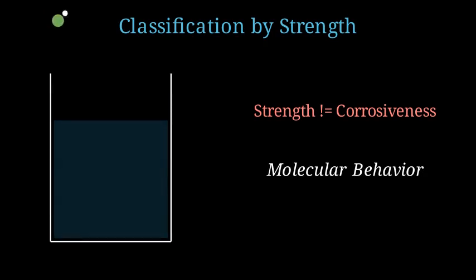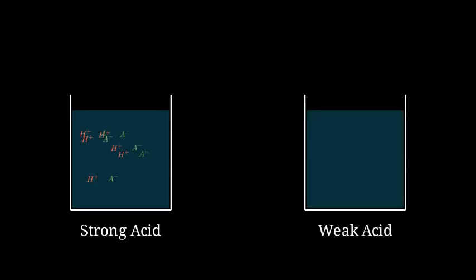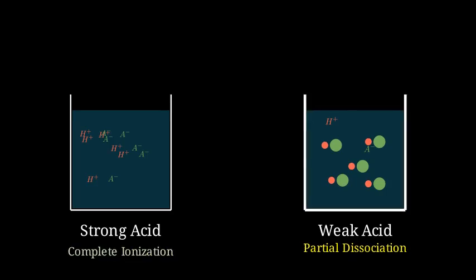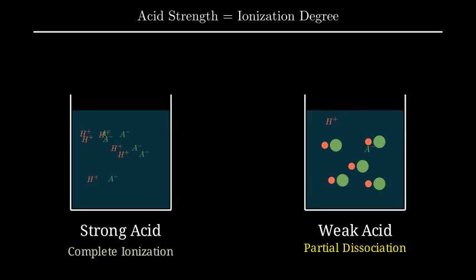In the first, we drop a strong acid. Notice how every single molecule completely dissociates, or splits apart, releasing a flood of hydrogen ions. In the second beaker, we have a weak acid. Watch closely. Only a small fraction of these molecules split, while most stay together. This ability to ionize completely or partially is what truly defines an acid's strength.